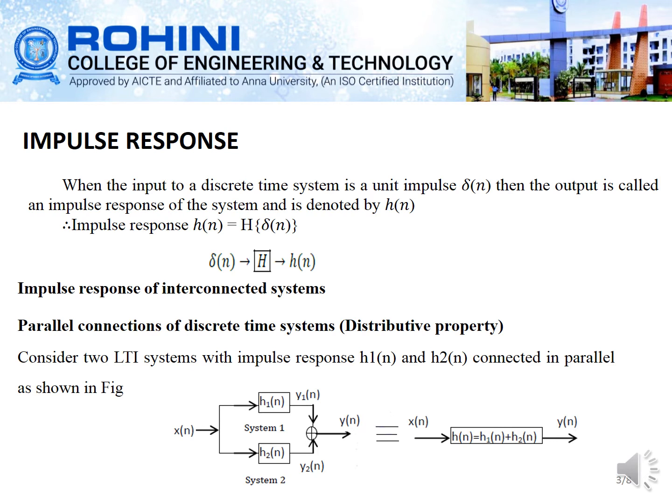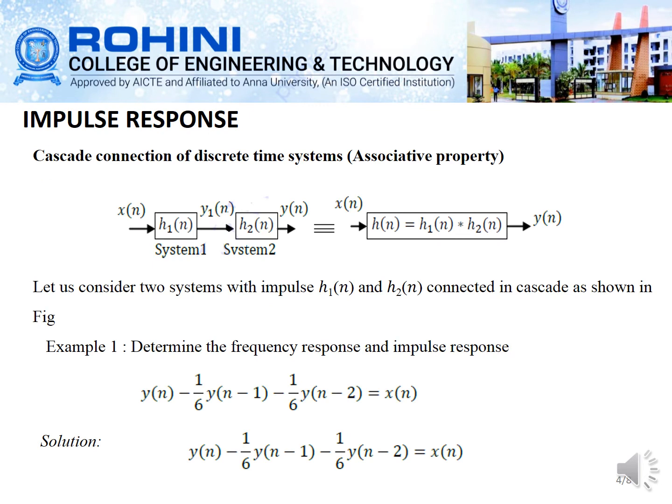Here we are connecting two systems, h1[n] and h2[n], to the same input x[n], and they give the same output y[n]. Since the two systems are in parallel, we can write h[n] equal to h1[n] plus h2[n]. Finally, the discrete time Fourier transform of y[n] is Y(e^jω).